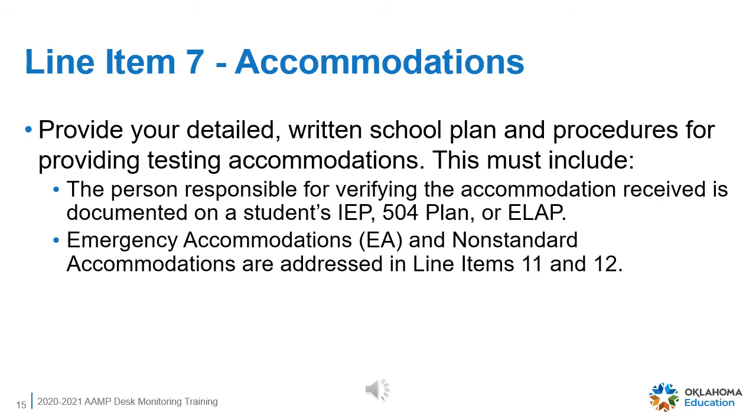For line item 7, each site will need to provide their own accommodation plan. The plan needs to address procedures for providing the state-approved testing accommodations. The sites will need to address who is responsible for verifying the student receives the accommodation and that the accommodation is also listed in the student's IEP or 504 plan. Nonstandard and emergency accommodations are addressed later on in the checklist, so they would not be addressed in this plan.